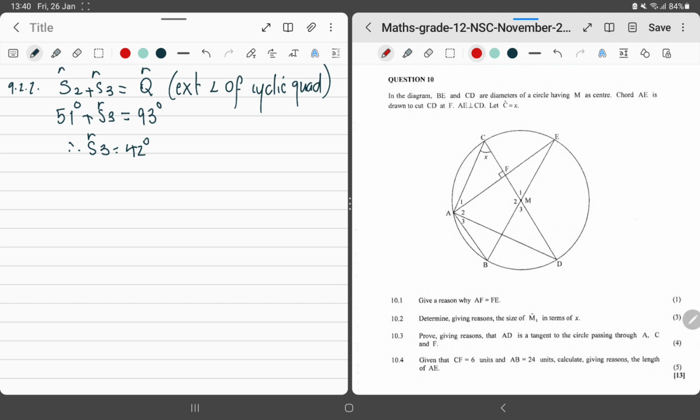CD is a diameter. Angle A1 plus A2 must be 90 degrees because CD is a diameter. This is true for A2 plus A3, given that BE is a diameter. And then AF is equal to FE because of the line that is drawn from the center of a circle, and it's perpendicular to the chord.